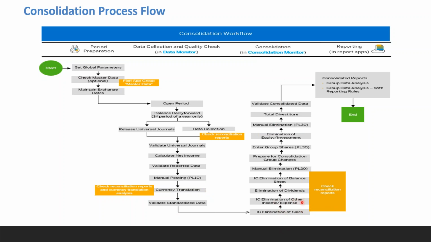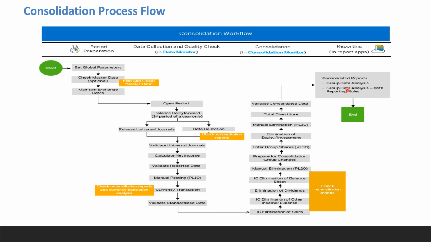Elimination of sales, elimination of the other income and expenses, elimination of dividends, elimination of balance sheet accounts, manual eliminations, preparation for consolidation group changes, enter group share percentage, elimination of equity and investment, any manual elimination after the elimination of the equity and investment. Total divestiture, any change in the percentage, then validate the consolidation reported data. Then it is ready for the reports.